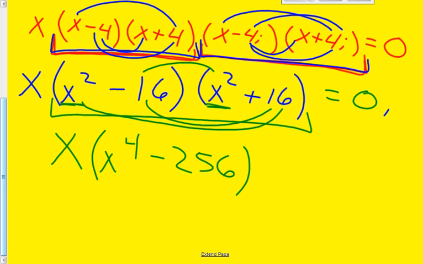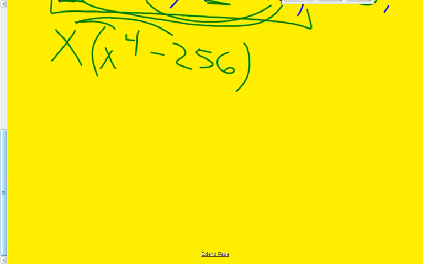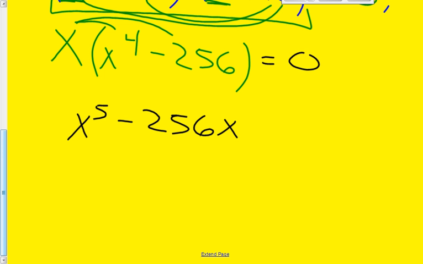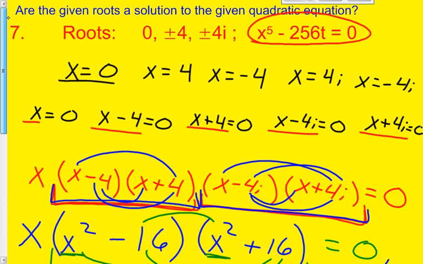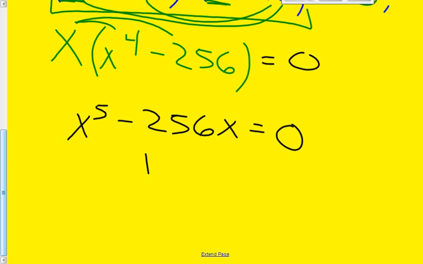Now multiply left to right, just distribute that x. X times x to the fourth is x to the fifth. X times a negative 256 is a negative 256x. That equals 0. Is that what we're supposed to see? X to the fifth minus 256x. Yes, that is our answer. That one is a doozy.